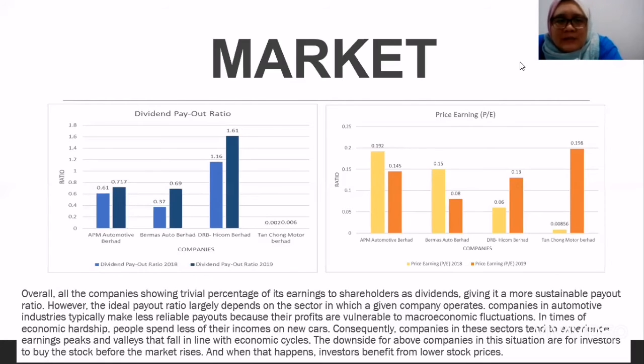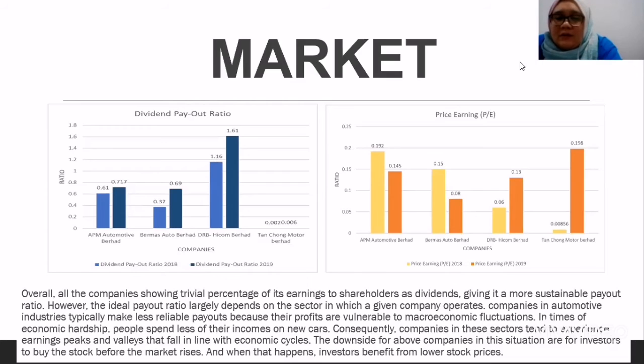Okay, as you can see, there are two charts here that present the dividend payout ratio and price earnings ratio. For the comparative analysis, we can say that overall the companies show a trivial percentage of earnings paid to shareholders as dividends, giving a more sustainable payout ratio. However, the ideal payout ratio largely depends on the sector in which a given company operates.